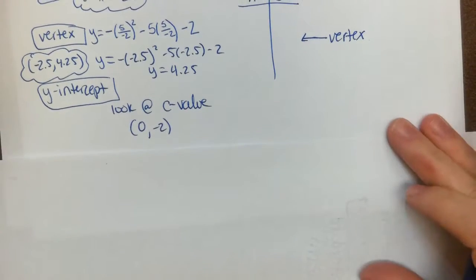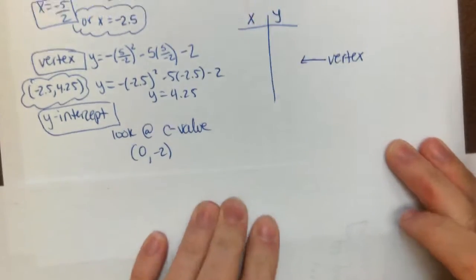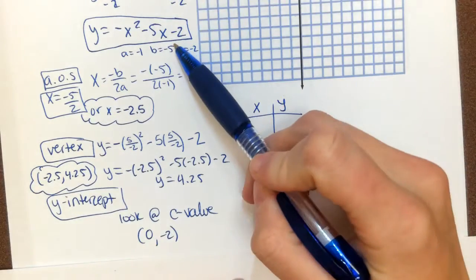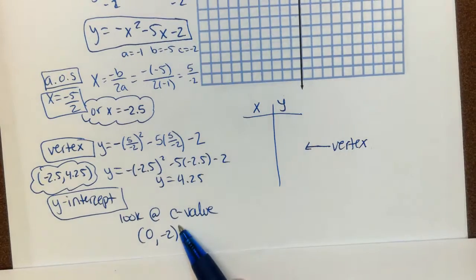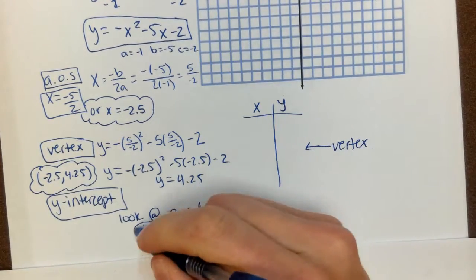Okay, my y-intercept, you're looking at the c value. Well, the c value from this standard form equation. So it's -2. So 0, -2 is your y-intercept.